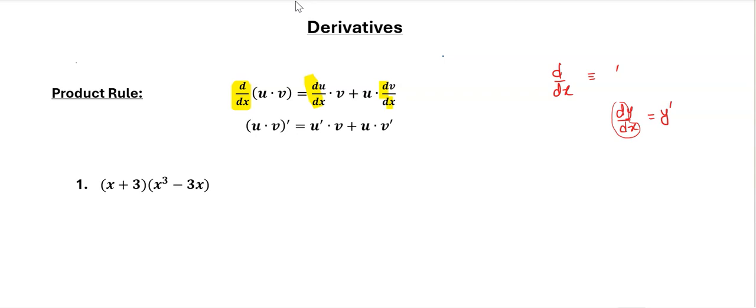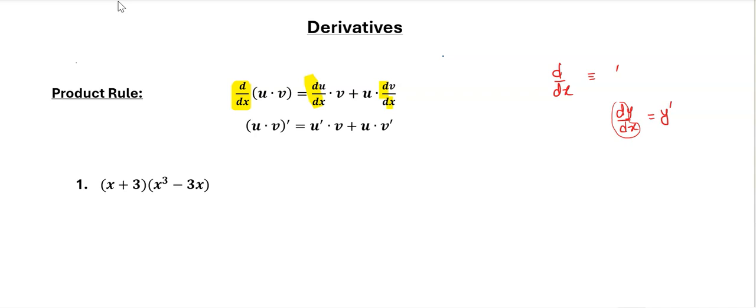Okay, so the other way of writing this product rule is (u dot v) dash. Dash means the derivative. The derivative of u dot v is the same as: find the derivative of the first term, keep the second term the same, plus keep the first term the same, multiplied with the derivative of the second term.